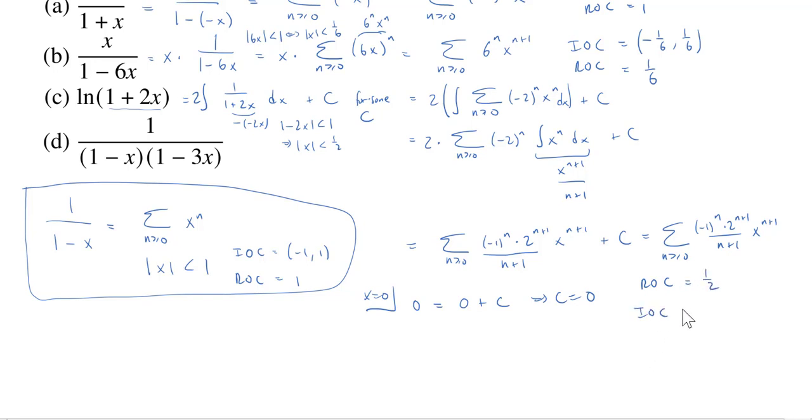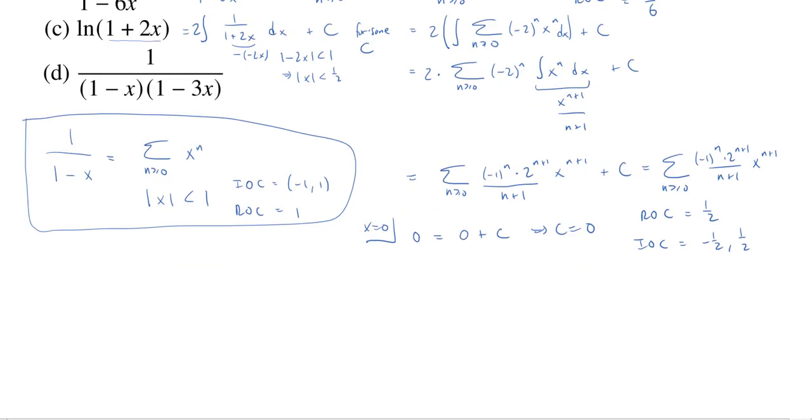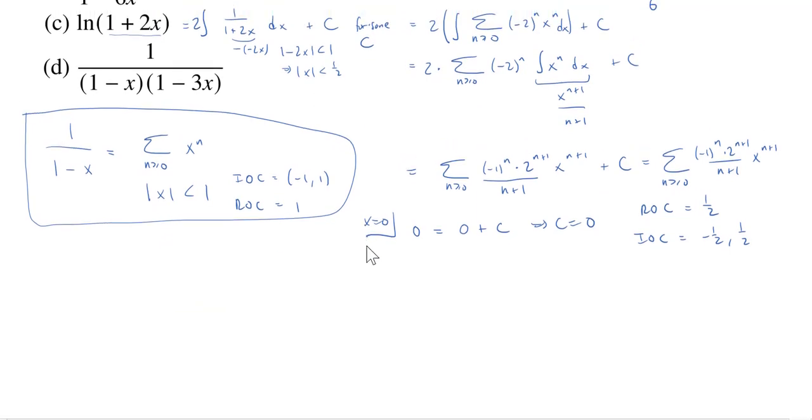The interval of convergence then, since we're centered at 0, is going to have to look like negative 1/2 to positive 1/2, but now we may include the endpoints. So we're going to have to check those endpoints. So when x is equal to negative 1/2, we can now replace the x by negative 1/2. So we're going to end up with the sum starting at 0 of negative 1 to the n times 2 to the n plus 1 times negative 1/2 to the n plus 1 over n plus 1.